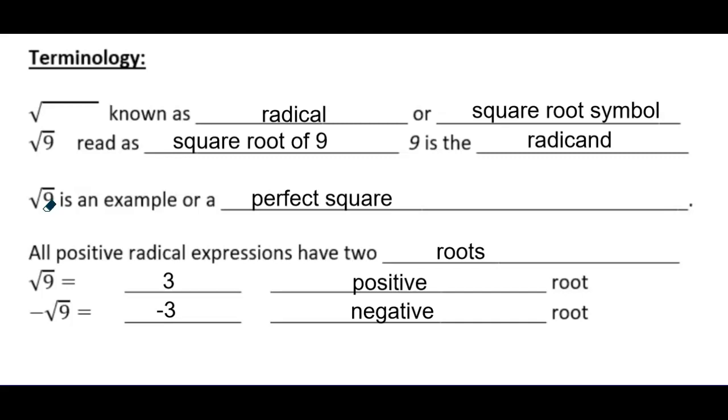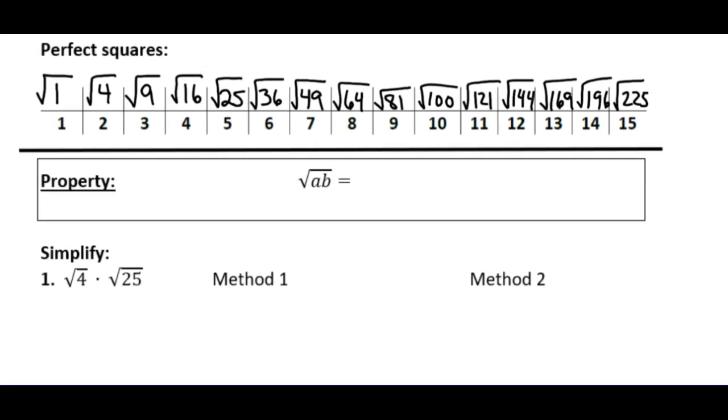So all positive radical expressions have two roots. They have a positive 3 or a negative 3. Okay? Pause that and get those down. But I'm going to start talking here. It's going to be important that we know our perfect squares in this lesson and in this chapter. So you want to really use this chart and start to memorize it. You want to know these.